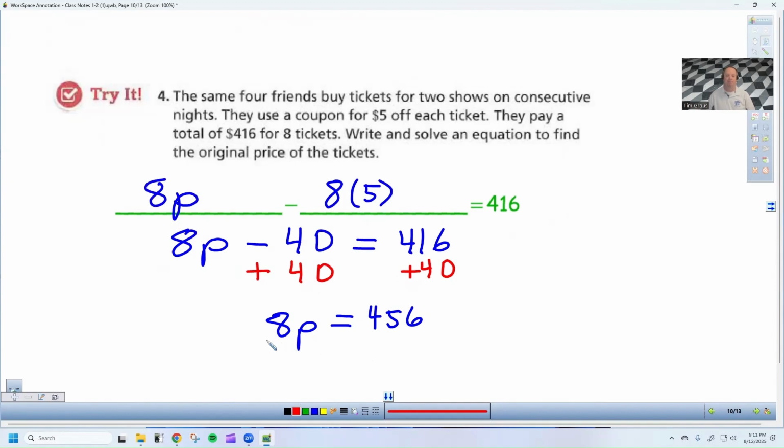And finally divide both sides by 8. And we'll have the price of a single ticket before the discount. 456 divided by 8 equals 57. I do this division using a calculator. I just did it earlier. Let's go on to the next example.